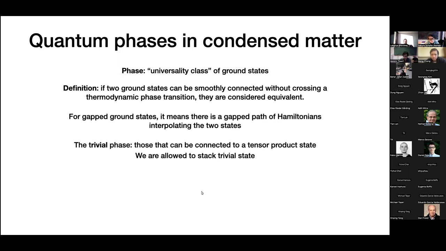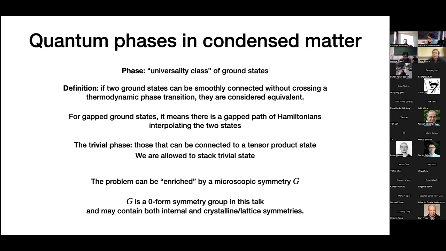All right, so we have this notion of phases, and this can be made quite sharp when there's a gap. Now, the problem can be enriched by a microscopic symmetry group, G. So throughout this talk, G will be a zero form symmetry and actually on site whenever that makes sense. And G may contain both internal or crystalline or lattice symmetries.